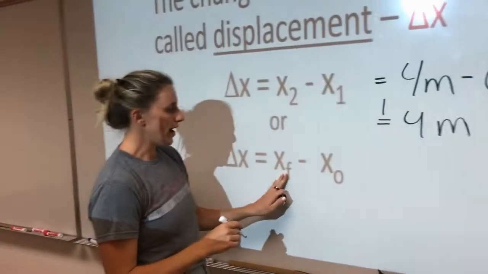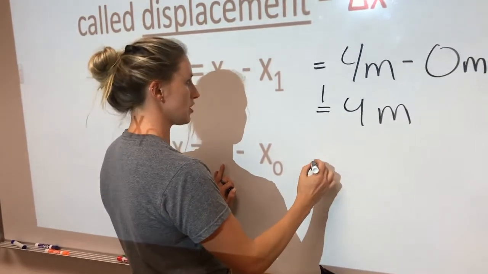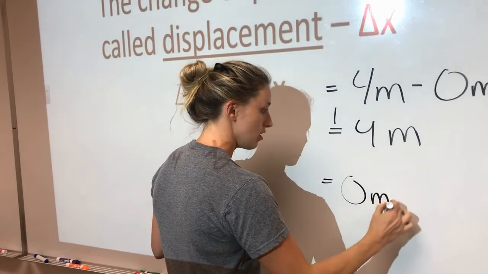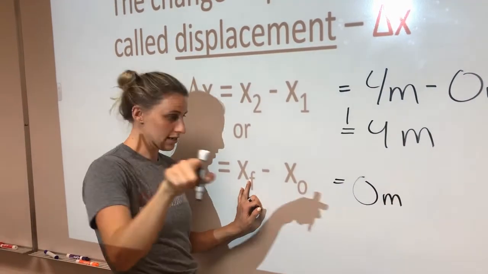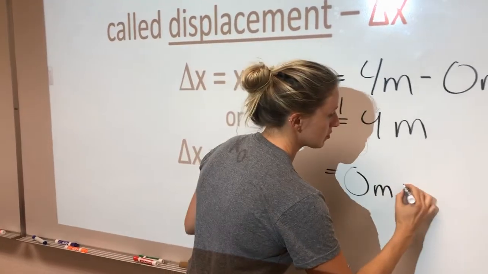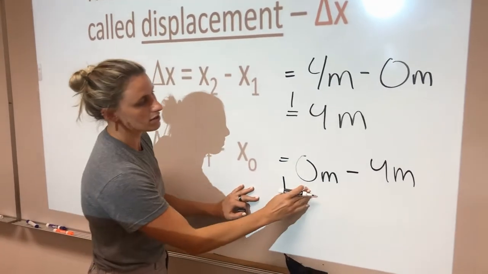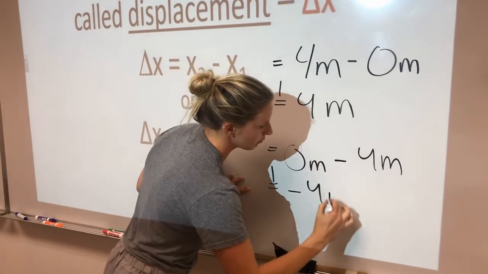So my final distance in this case was actually 0 meters, right? I walked from that side to this side. And my initial, I started over on the 4 meters, so minus 4 meters. So over here, 0 minus 4 gets me a negative 4 meters.